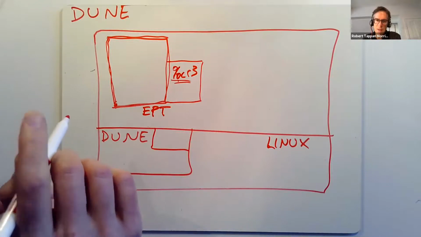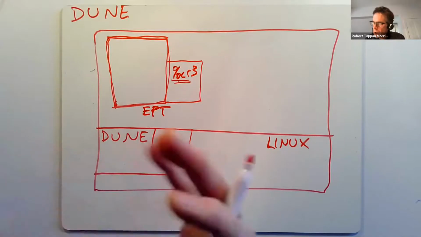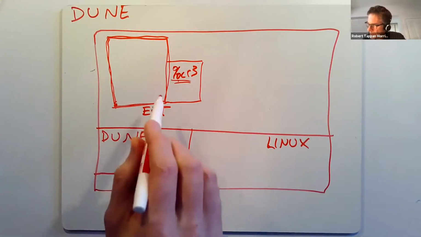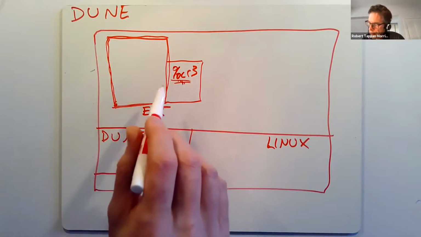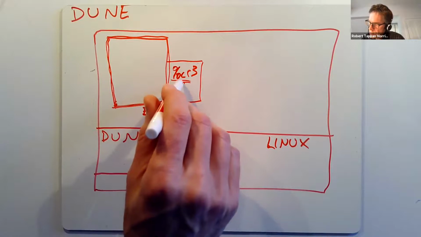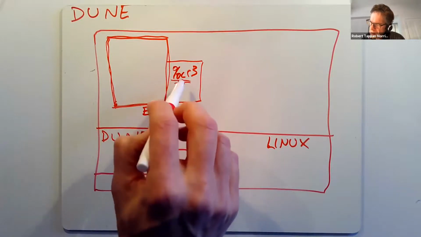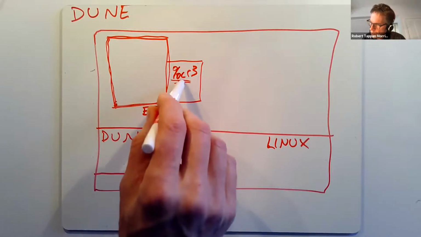So the process doesn't have any sort of additional powers with respect to other processes or kernel memory. It just has now a more flexible way of setting up its own memory. All right, so one thing a Dune process can do is have its own page table. In fact, it's basically required to have its own page table because otherwise it won't work.